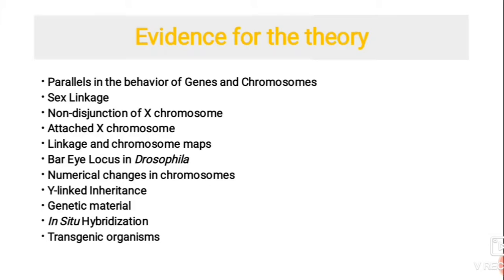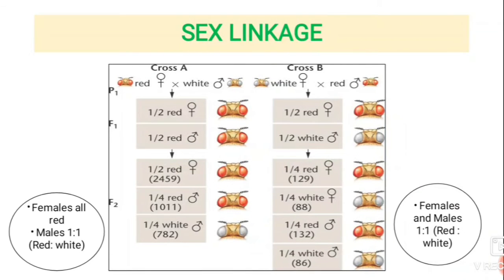Next evidence: sex linkage. In 1910, Morgan presented more direct evidence supporting the chromosome theory of heredity. He reported the peculiar inheritance pattern of white eye in Drosophila. One of the unusual features of this inheritance was as follows.